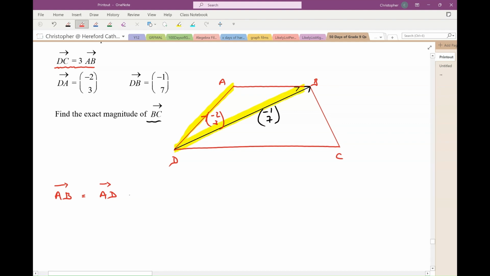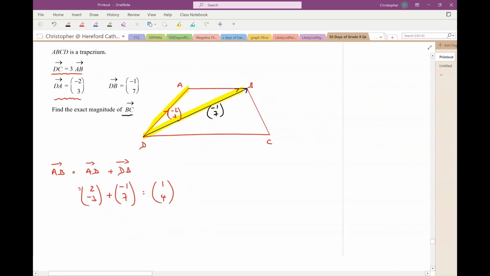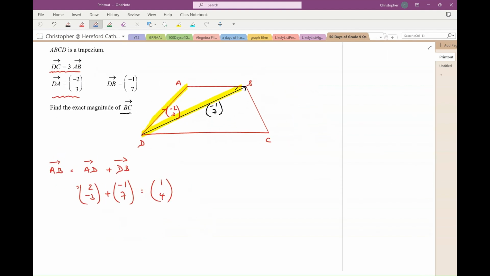So plus DB. Now I know AD because it's this one backwards, so it's (2, -3). I'm going to add on D to B, which is (-1, 7). Okay, so AB is (1, 4). So therefore, DC is 3 times that, right? So DC is going to be 3 times (1, 4), which is (3, 12). So D to C, here we go, it's (3, 12).